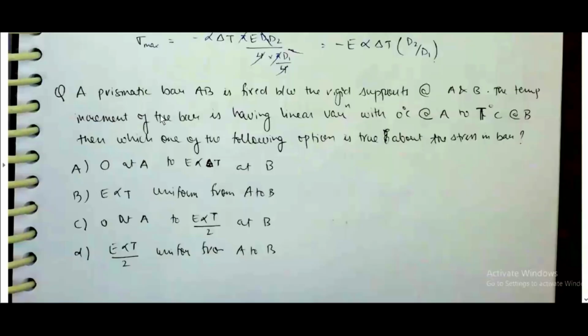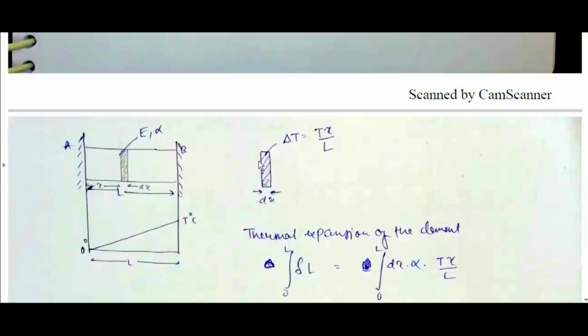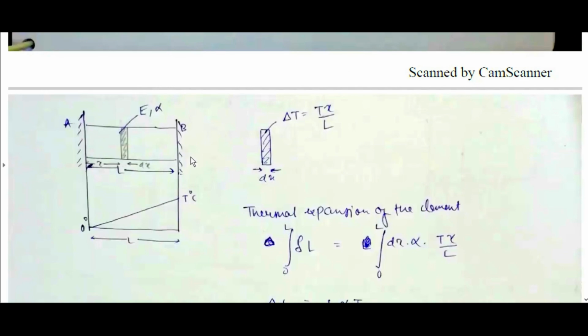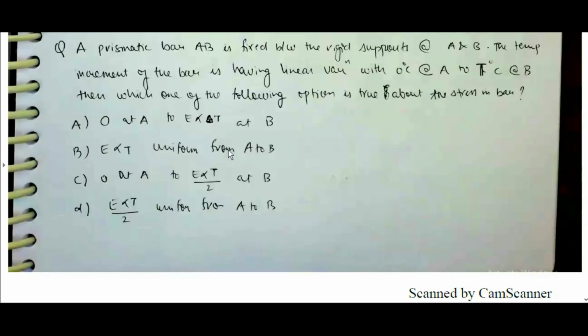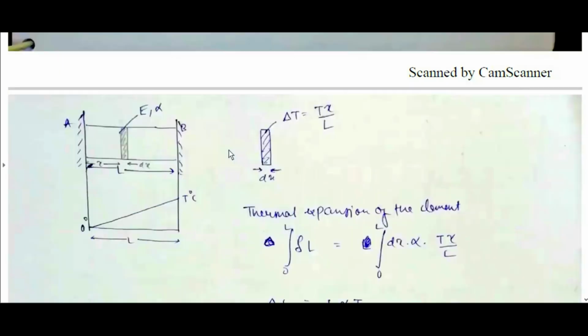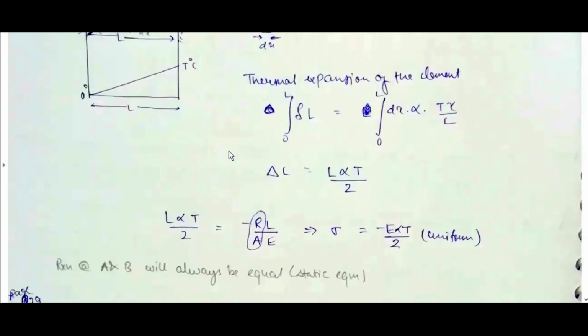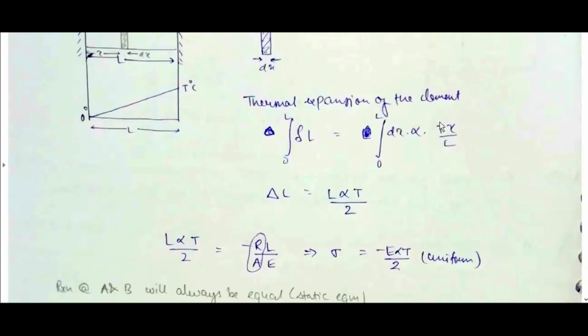These are options. Prismatic bar with fixed rigid supports at A and B, 0 degree centigrade at A. Then stress in the bar. Thermal expansion of element: integral 0 to L of delta L is equal to integral 0 to L of dx directly proportional, del dx alpha Tx by L. Tx by L is varying linearly. Delta L is equal to L alpha T.